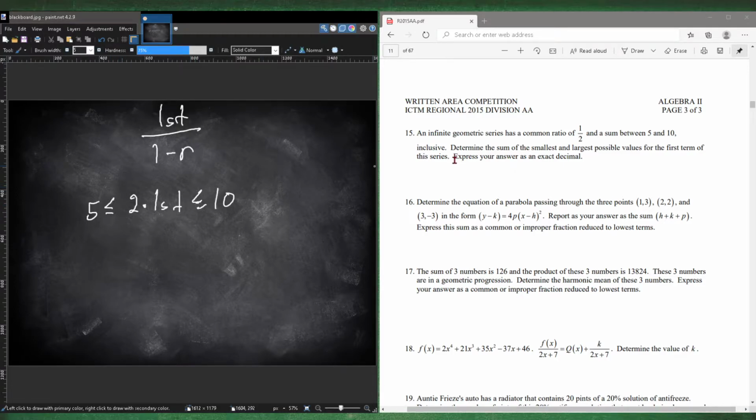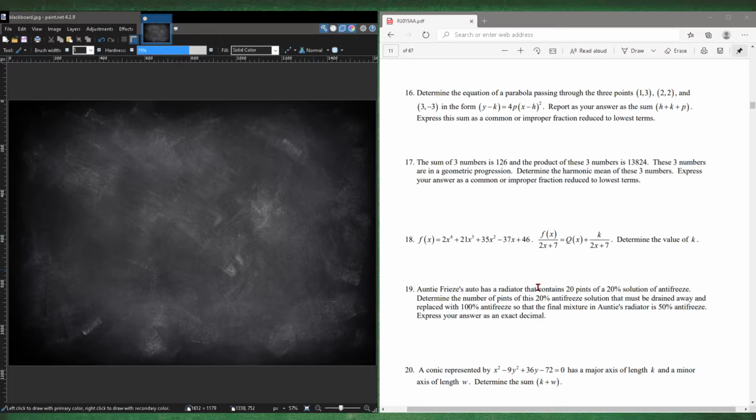And so what we have now is we need to find the sum. So 5 is less than or equal to the first term divided by 1/2, which is less than or equal to 10. So our first term could go from 5 over 2 to 10 over 2. Adding them together, that's 15 over 2. So in decimal form, that would be 7.5. And that is your answer for number 15. Just that simple. You just need to know the formula.